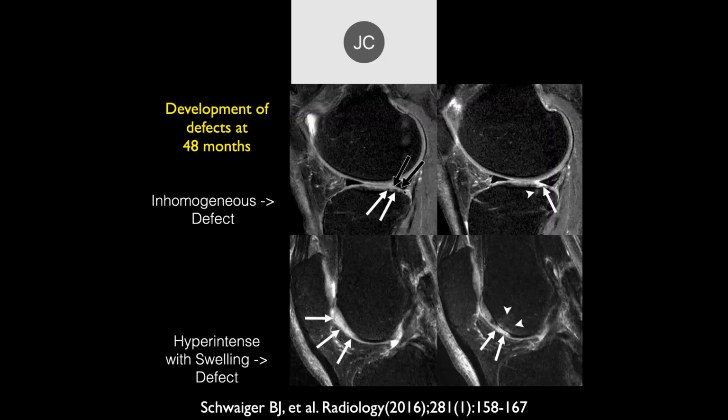And then here we have more inhomogeneous signal, which actually ended up having full thickness grade 4 cartilage defects with a little bit of underlying bone marrow edema. Thickening with increased signal intensity at the beginning became thin with inhomogeneous signal and actually a full thickness defect. So what they found is that all of these signal changes within the articular cartilage tend to progress over time. So they're probably abnormal cartilage, and we'll discuss that in more detail in a minute. And that abnormal cartilage has a tendency to worsen over time.